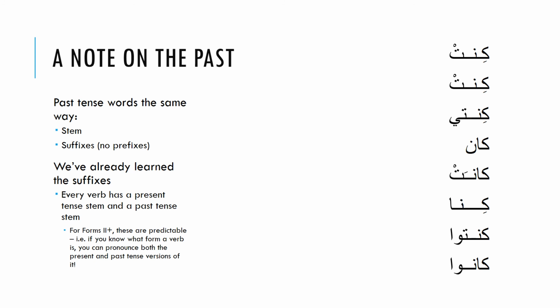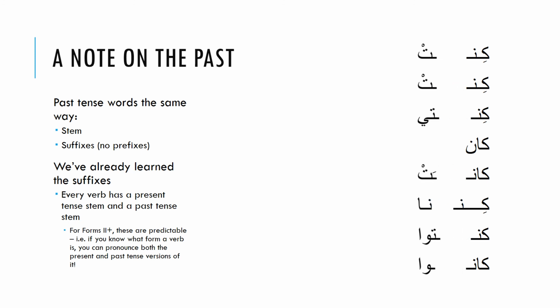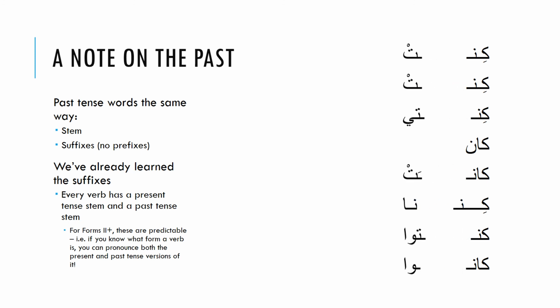So look over there, kan. Let's just say it out loud again for practice. Kunt, kunt, kunti, kan, kanet, kunna, kuntu. Well, we can actually separate the stem from the suffixes, and we'll have a sense of what the suffixes are. So there we have nice suffixes. Notice that the huwa form does not have any sort of suffix in spoken Arabic. In standard Arabic, it just has an ah sound.